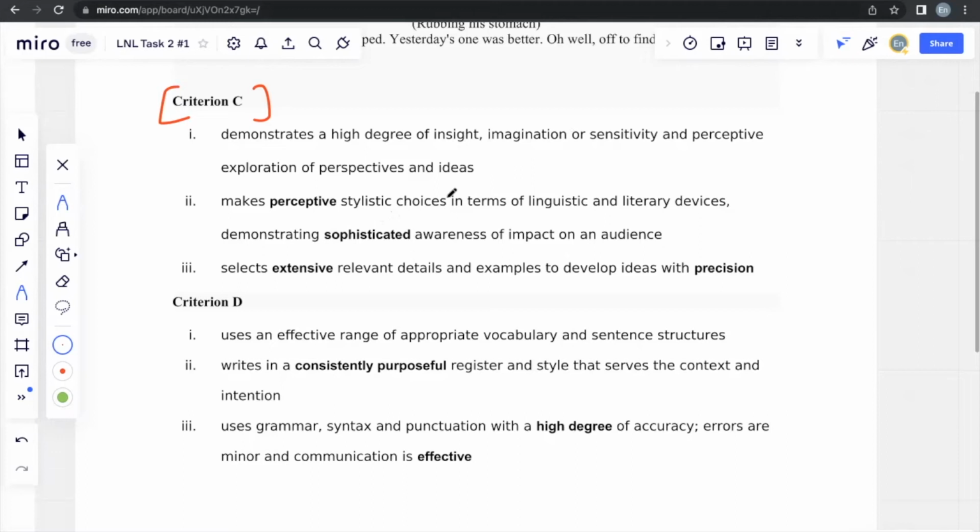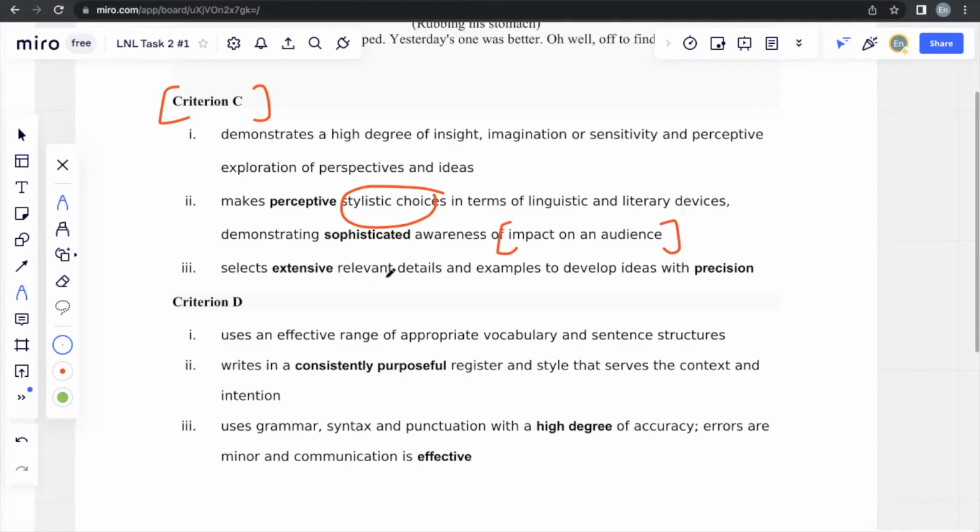Makes perceptive stylistic choices in terms of linguistic and literary devices. This is what I've shown throughout the entire piece of writing, such as the use of imagery, hyperbole, simile, and all this. Demonstrating sophisticated awareness of impact on the audience. As mentioned, the impact on the audience is that it gives them a better idea of what's happening. It makes them more interested and engaged in the story.